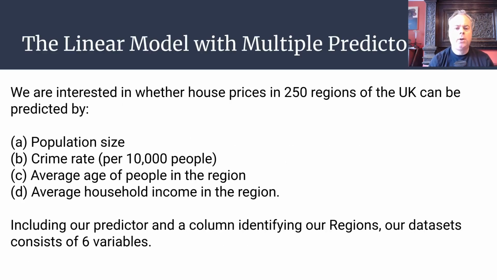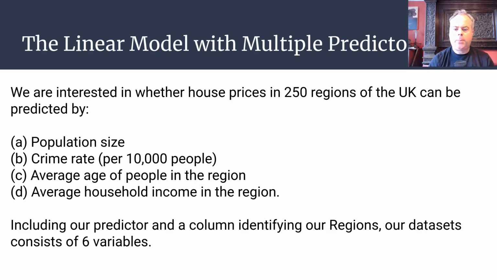Anyway, let's go on with a worked example. We're going to look at a case of a linear model where we've got multiple predictors. This is totally fictitious data, by the way, so don't wonder where I got this from. We're interested in whether house prices in 250 regions in the UK can be predicted by four things: population size in that region, crime rate in the region, average age of people in the region, and average household income of households in the region.